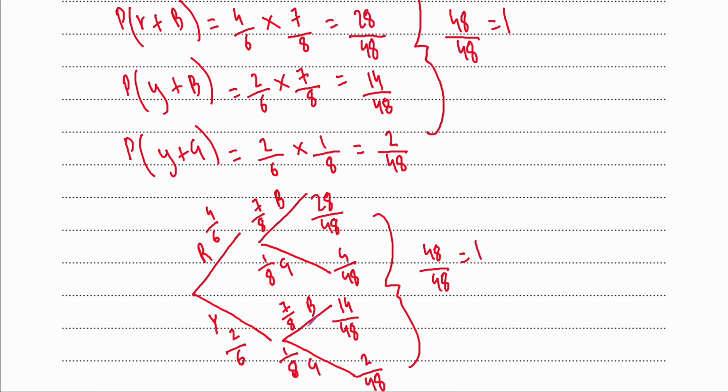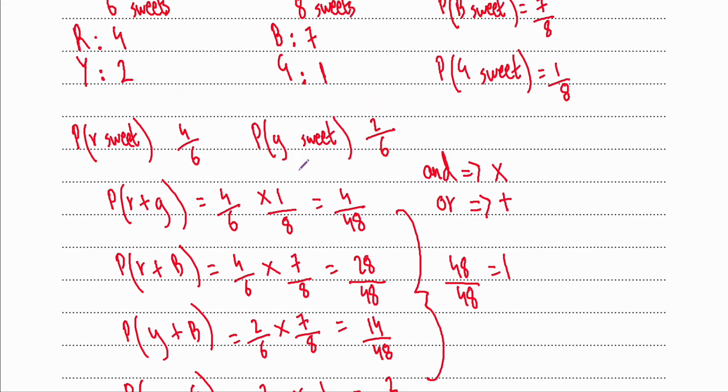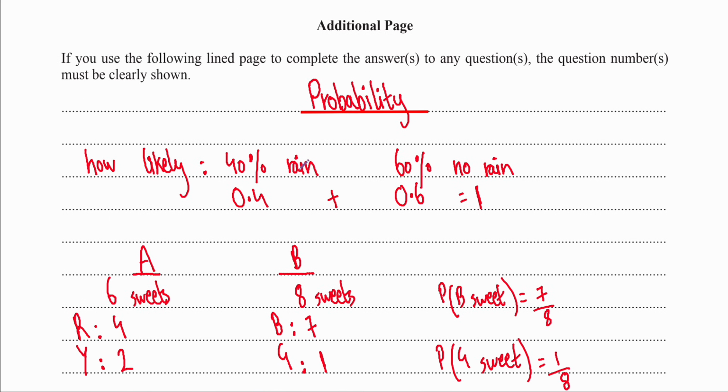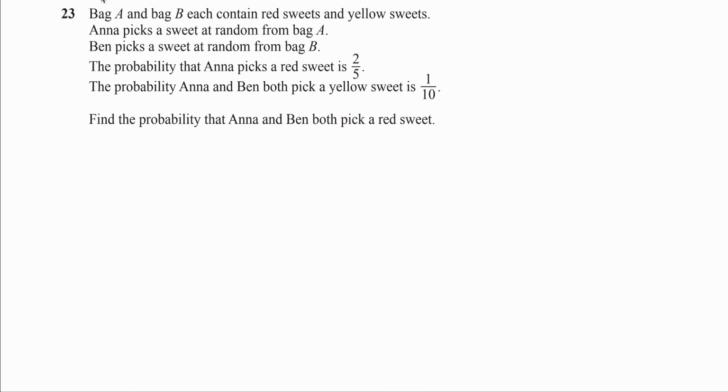So if I ask you yellow and blue, you can just go yellow and then blue. If I want red and blue, I can go red and then blue. So yeah, that's just an introduction to probability. Let's do an example question, so maybe it'll make more sense.